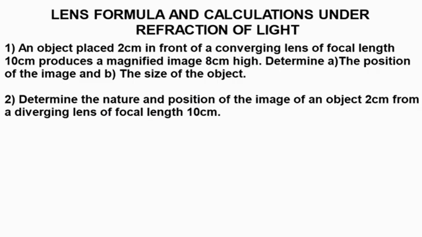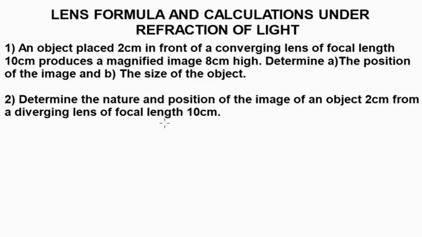So let's begin with these questions I have here and progress from there. Question 1 says an object placed 2 cm in front of a converging lens of focal length 10 cm produces a magnified image 8 cm high. Determine A, the position of the image, B, the size of the image. Now note that it's either you call it converging lens or convex lens. The two terms mean the same thing.